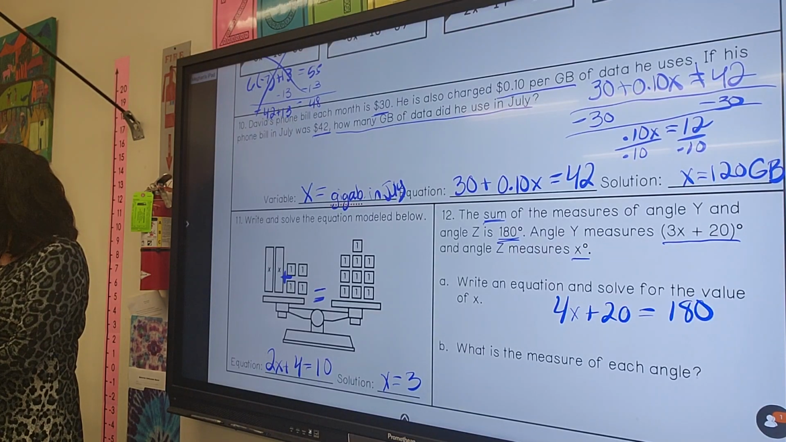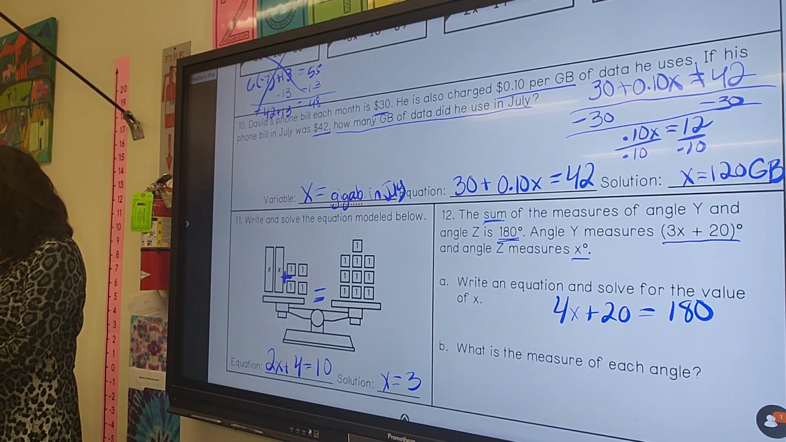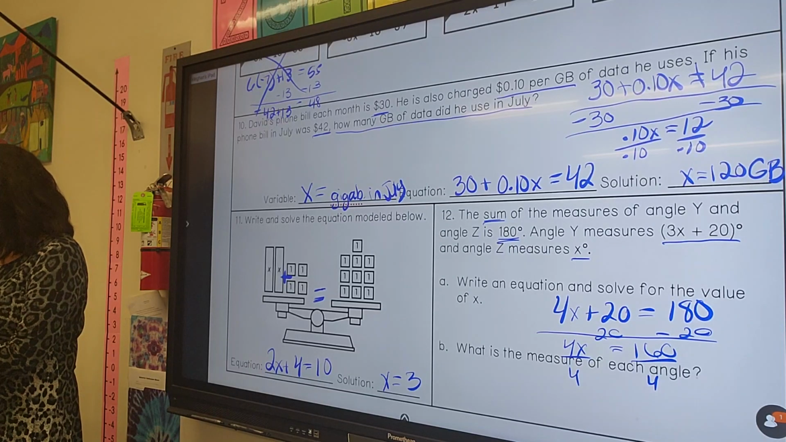And then we can just solve that. If we take away 20, we get 4x equals 160, and then divide by 4, and x equals 40.